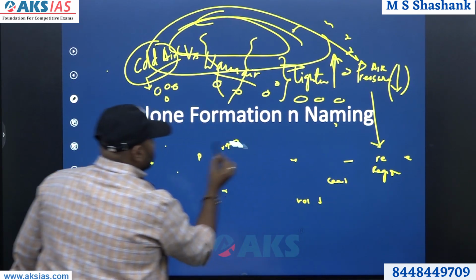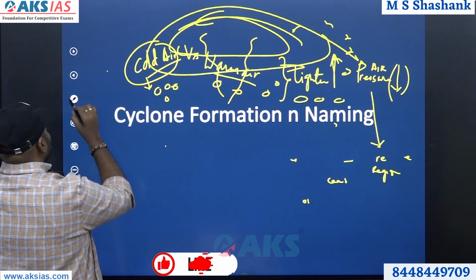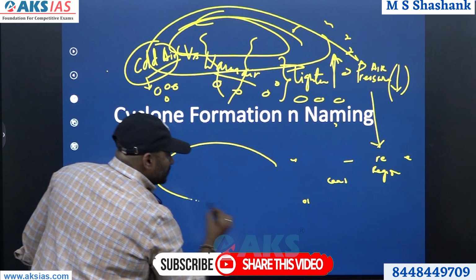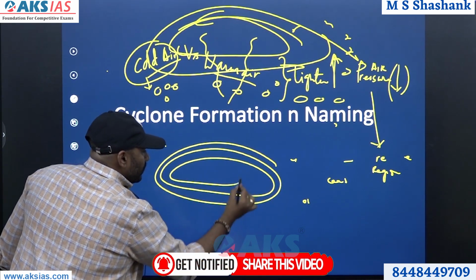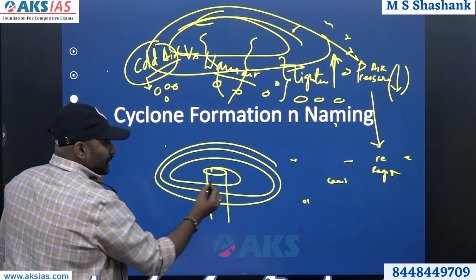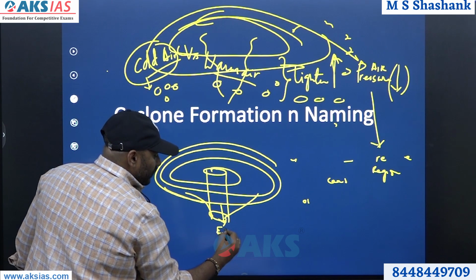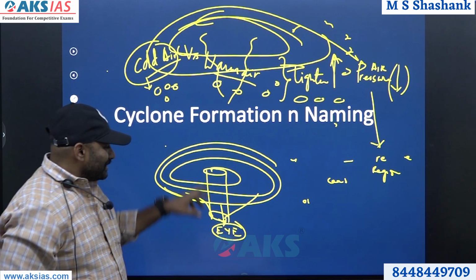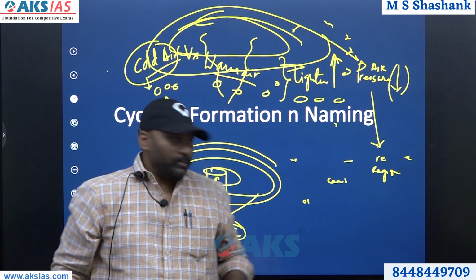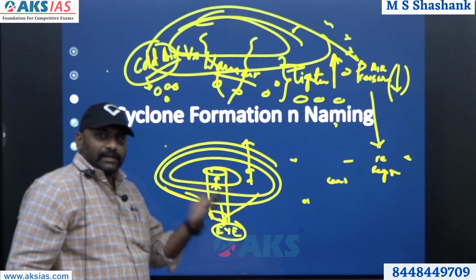After this, when air starts moving in these regions, it moves like this, in circular patterns. But at the center, this place where it starts, this is called the eye of the cyclone. Actually, if I stand at the eye, nothing will happen to me. But if I stand here, I will fly away. If I stand within the eye, nothing will happen to me.